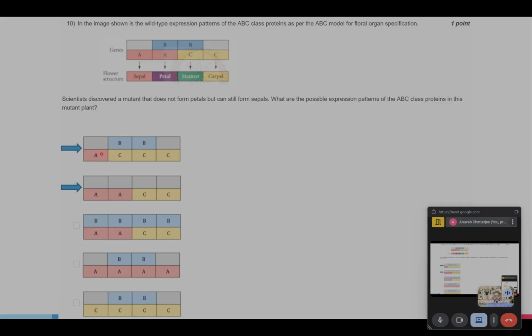So the first option: there is no AB combination, so no petals, but sepals are getting formed. So this is correct. This is also correct because there is no AB option, but there is A. Here we have an AB option which will give rise to petals, so this cannot be our one. Again, AB option, so it still has petals. And finally, this one doesn't have A in it, so it does not even form sepals. A is required for sepals. So there is no A here, so no sepals. So this cannot be our option either. So the only correct options are the first two.